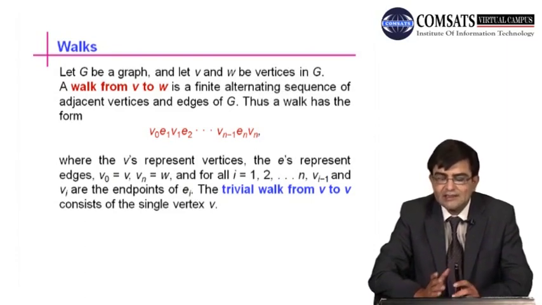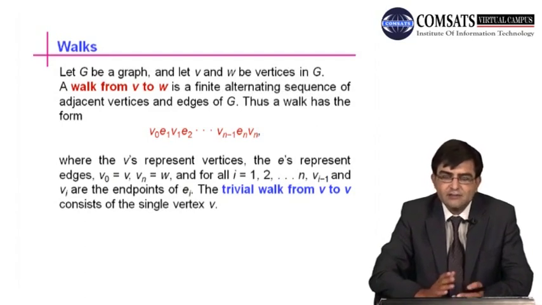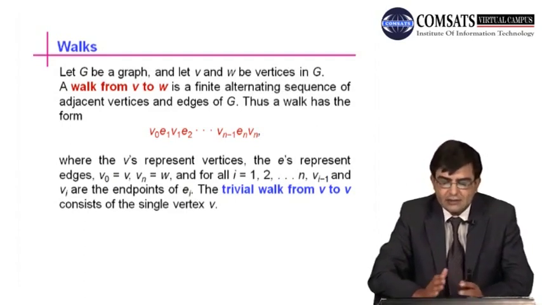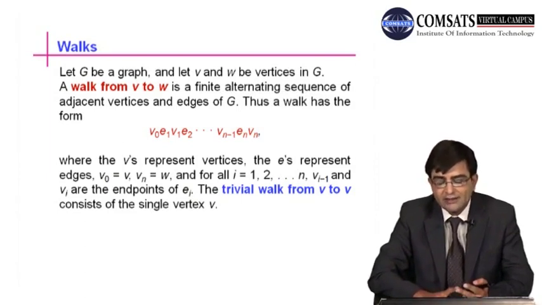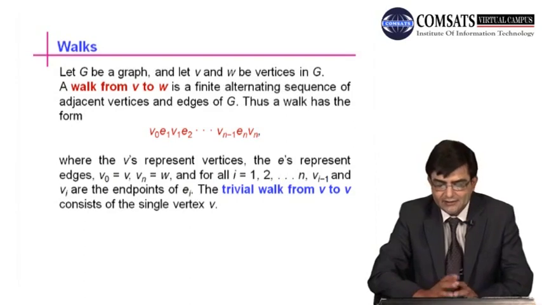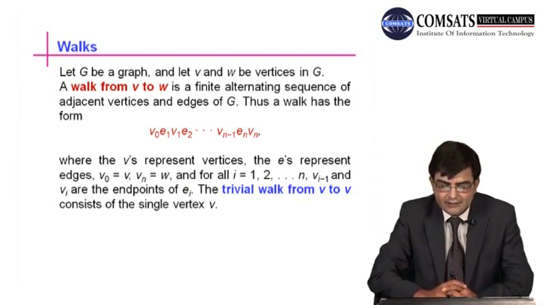What is an alternating sequence? Alternating sequence means first we write a vertex, then an edge, then a vertex, then an edge, then a vertex, then an edge, and so on. This is why we write here alternating sequence. That is, one time we write an edge, one time we write a vertex. So this is an alternating sequence of adjacent vertices and edges of G.